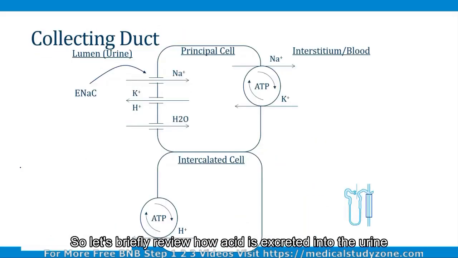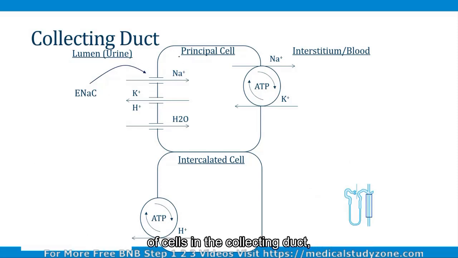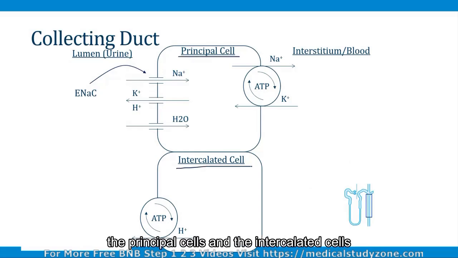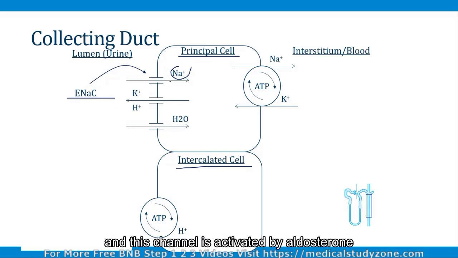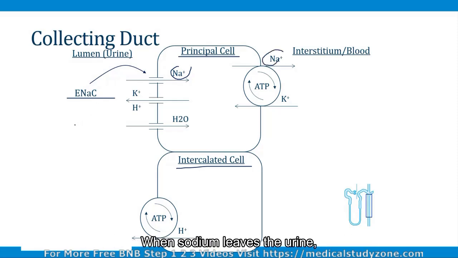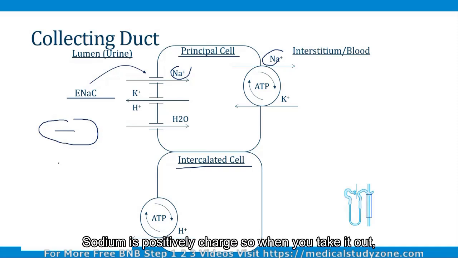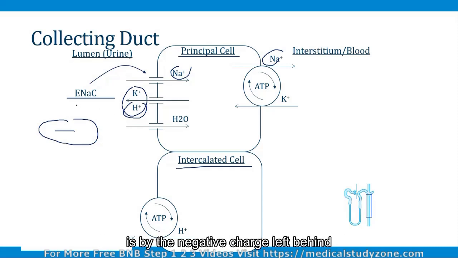So let's briefly review how acid is excreted into the urine in the collecting duct. There are two important types of cells in the collecting duct, the principal cells and the intercalated cells. The principal cells have a sodium channel called the ENaC channel. ENaC stands for epithelial sodium channel, and this channel is activated by aldosterone, and it pulls sodium from the urine, and then sodium is reabsorbed into the interstitium. When sodium leaves the urine, it leaves behind a negative charge. Sodium is positively charged, so when you take it out, the urine becomes negatively charged, and that negative charge draws in potassium and acid. So this is one way that acid gets into the urine, by the negative charge left behind because of sodium removal by the ENaC.